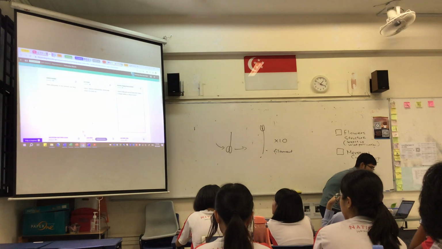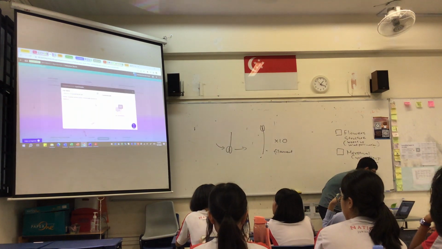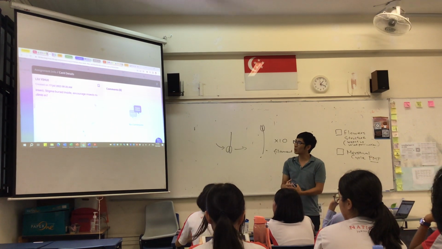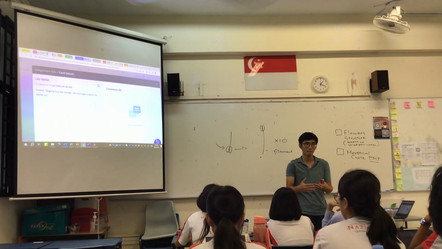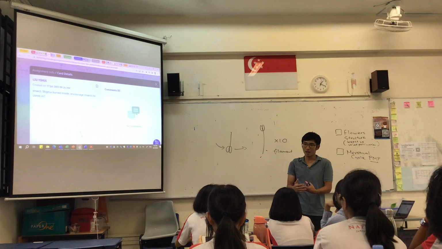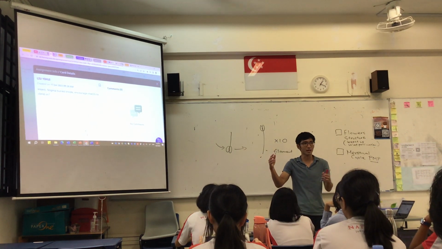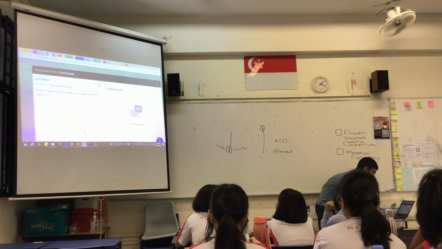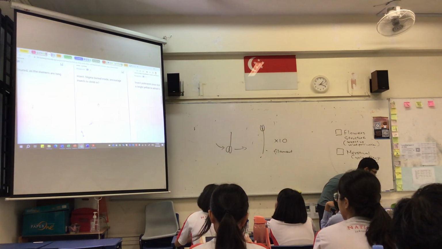So remember, the question is: is this wind or insect pollinated? It says the stigma is buried inside. Could it be to encourage insects to climb in? That's very interesting, right? At the same time, you observe that the anthers are sticking out, protruding out. So how do we figure out if this is wind or insect pollinated?